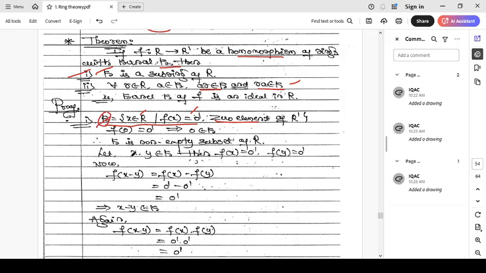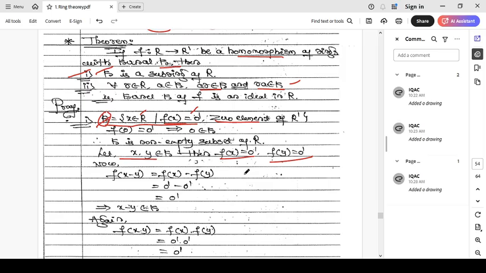So if I take x, y belonging to K, then by the definition of the function, f of x is equal to 0 dash, and f of y is equal to 0 dash, we get.